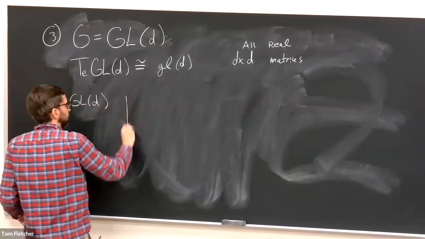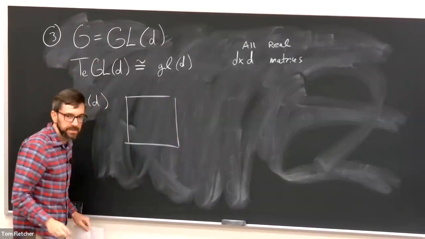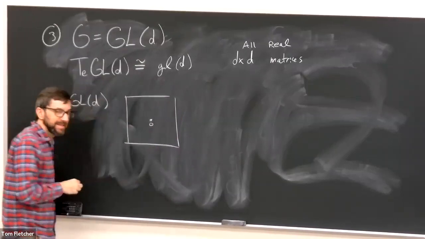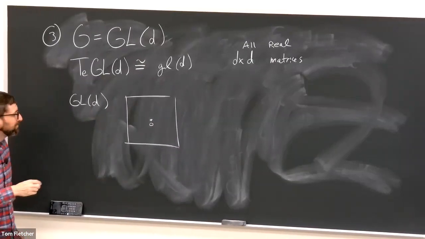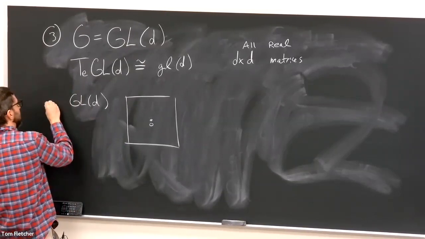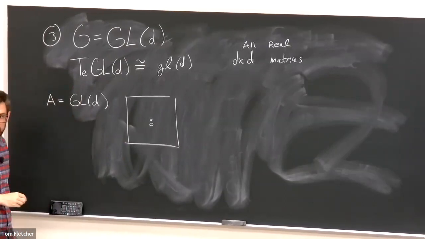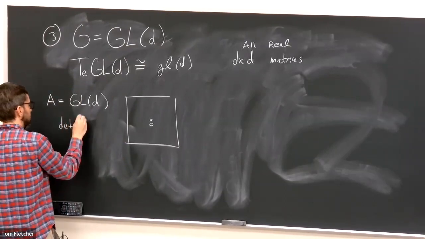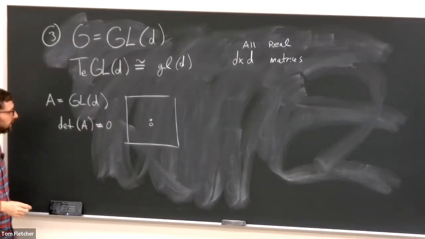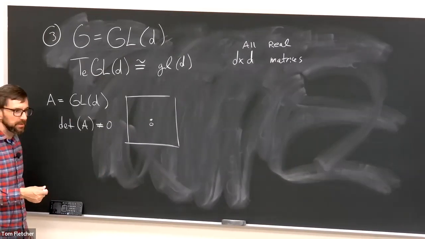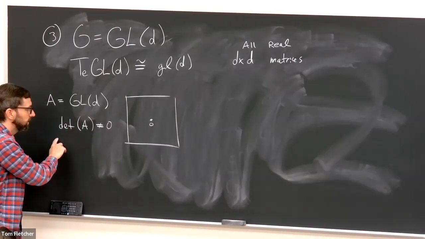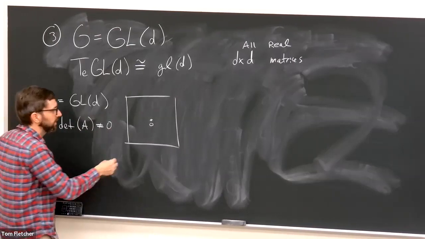GL(D): if I think of the vector space of all D by D matrices, there's the zero matrix. That's obviously singular. And the condition for A to be in GL(D) is that the determinant of A is not equal to 0. We talked about this a long time ago, or maybe just last week, but this not-equal-to-0 constraint means that you're in an open subset.